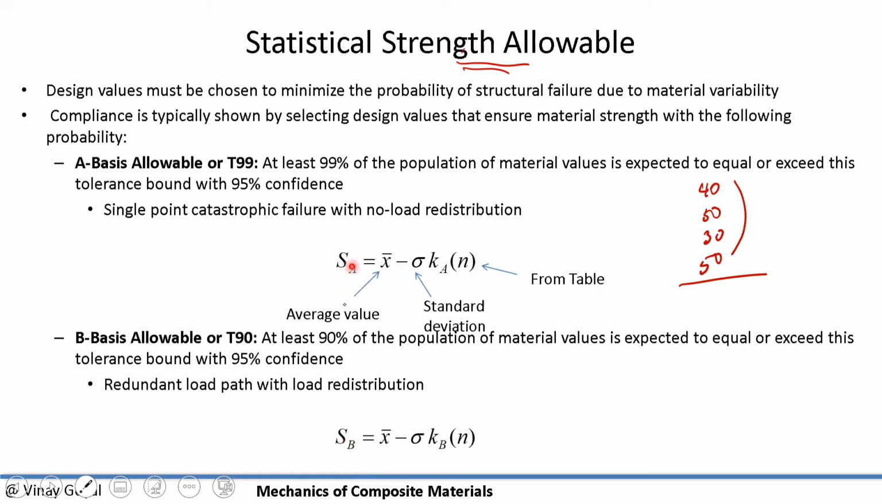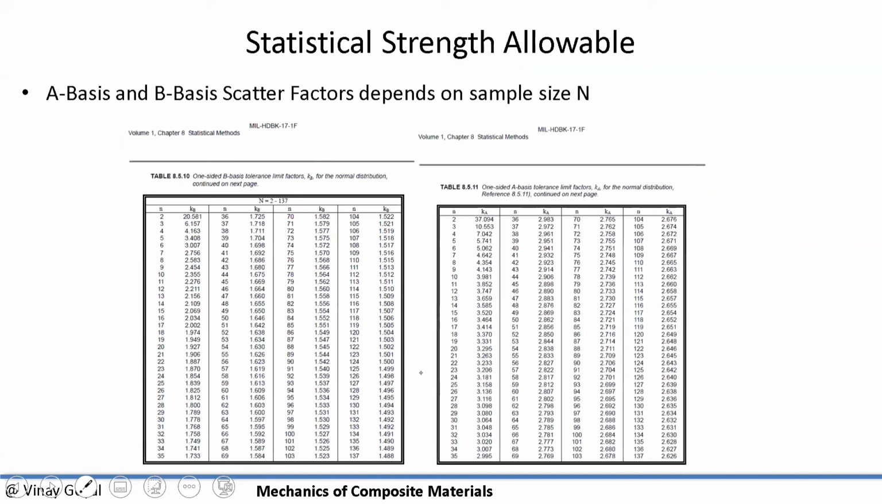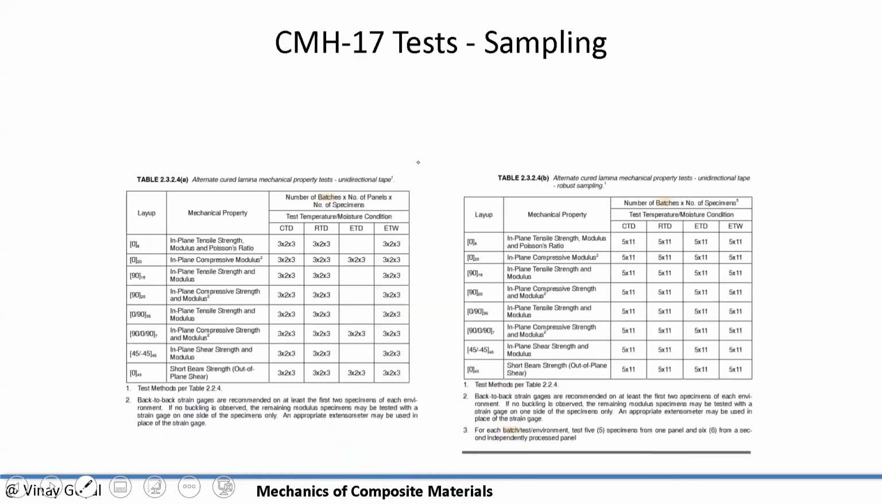This also explains why the A basis is more conservative. This value typically will be lower than this one because A basis is more stringent. It's 99% of the population versus B basis, which is 90% of the population. And I'll do an example. Here's the table for A basis and B basis. This one came from the CMH-17 handbook, the MIL Handbook 17. So again, here's an example of number of batches, number of panels, and number of specimens, and the different tests that were done as an example to get the data that you need.